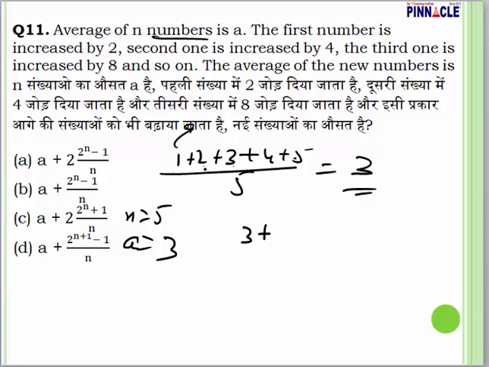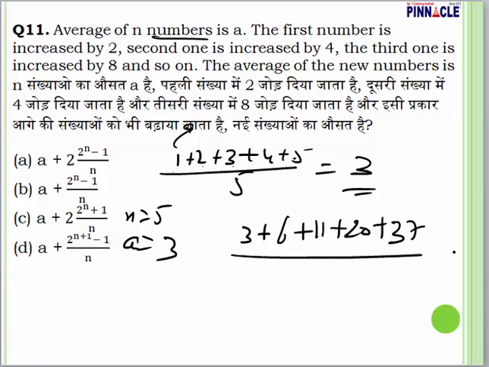Second number is increased by 4, that is 4 plus 2, 6. Then this number is increased by 8, 3 plus 8, that is 11. So 2 into 2, that is 4, into 2 is 8, 8 into 2 is 16. So in this number we can add 16, that is 4 plus 16, equal to 20. And now 32 we will add in the 5. So 32 plus 5, 37. So 6 plus 3, 9 plus 11, 20. 20 plus 20, 40.